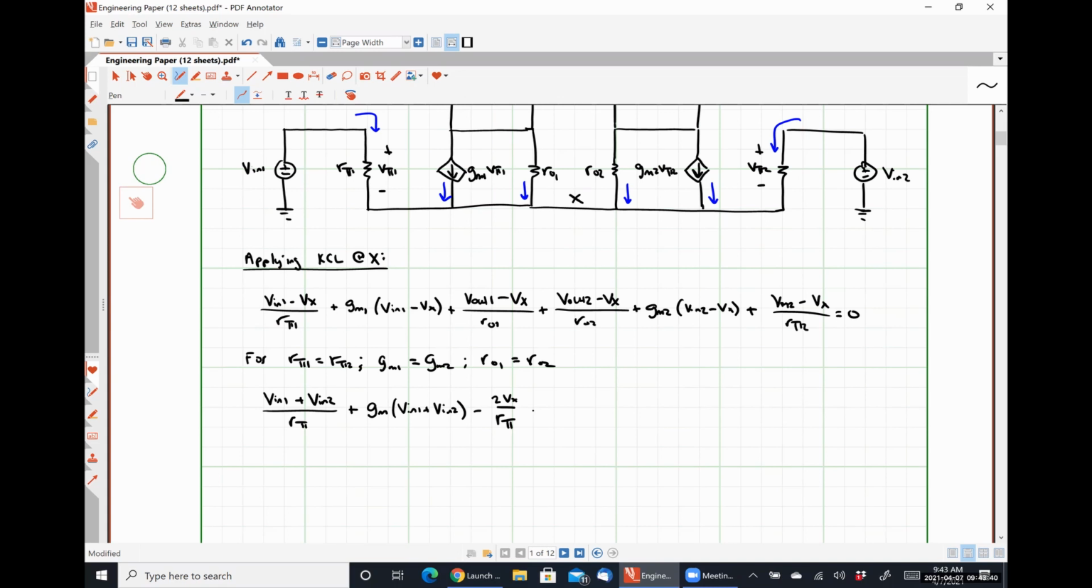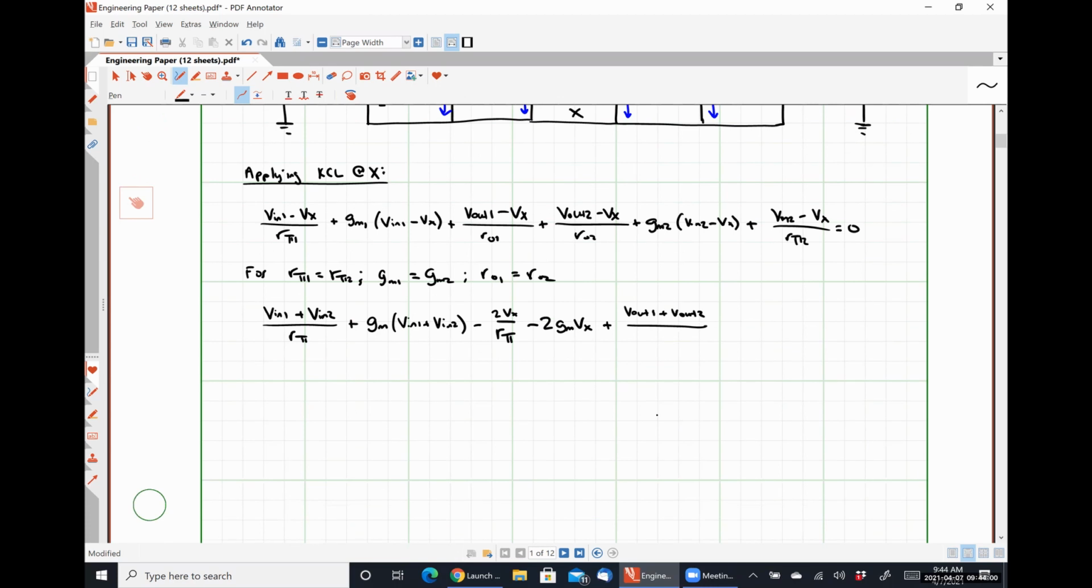I'm going to have a gm times Vx. And then I have plus Vout1 plus Vout2 divided by r naught minus twice Vx over r naught is equal to 0. And since we know that the sum of our input signals Vn1, Vn2 has to be 0, this guy goes to 0 and this guy goes to 0.